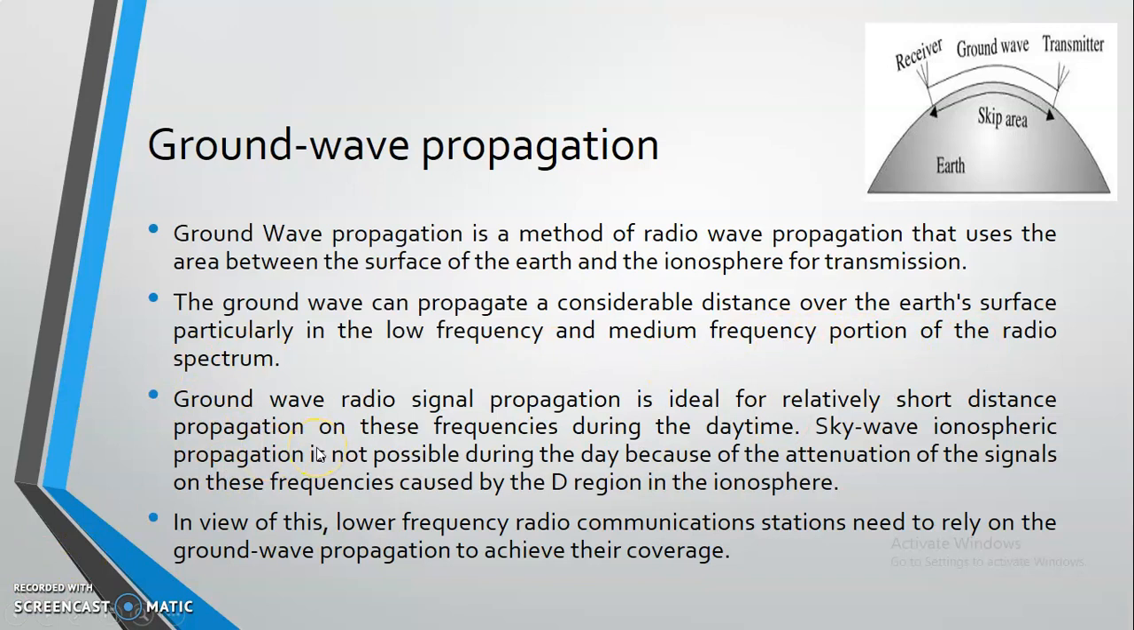The ground wave radio signal propagation is ideal for relatively short distance propagation on these frequencies during the daytime. Sky wave or ionospheric propagation is not possible during the day because of the attenuation of the signals on these frequencies caused by the D region in the ionosphere. We will see the different layers of atmosphere. In view of this, the lower frequency radio communication stations need to rely on the ground wave propagation to achieve the coverage.